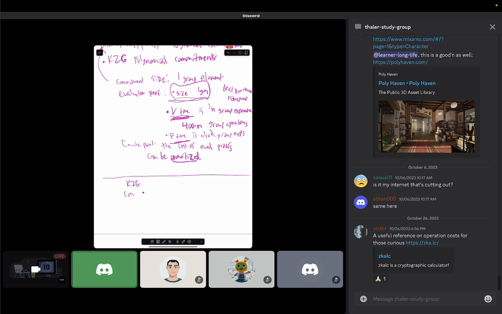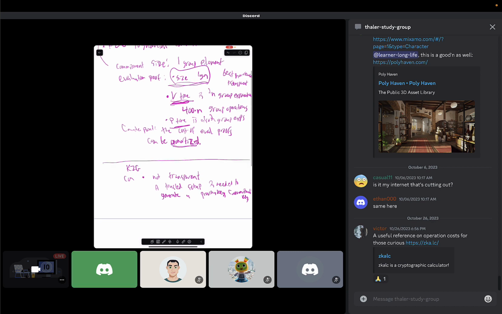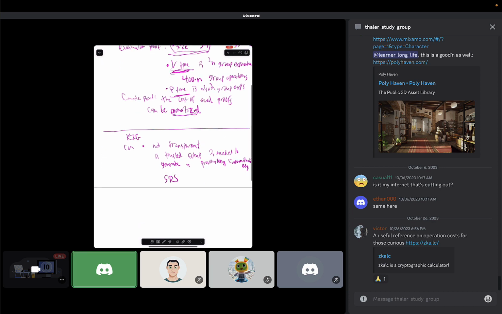So a con is it's not transparent, unlike bulletproofs. That is, what's called a trusted setup is needed to generate, there are different terms for it, you can call it a proving key, you can call it a commitment key, you can call it a structured reference string. Okay, what is that key, that structured reference string?